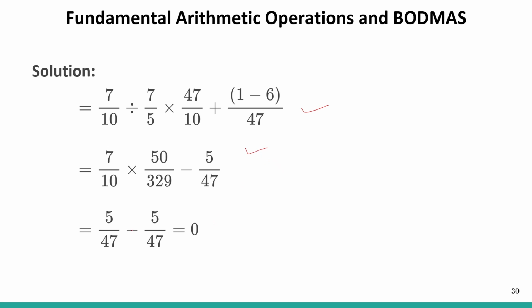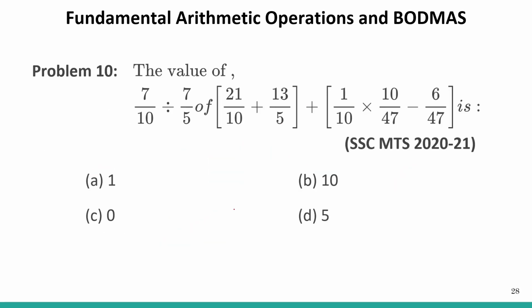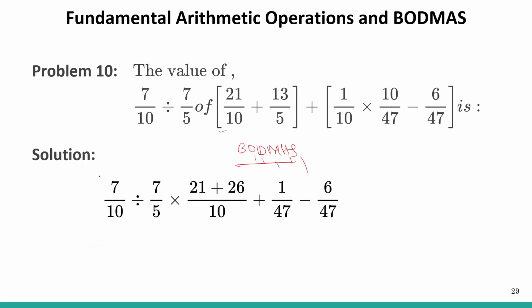So this is equal to this, because we have to first multiply. When we multiplied this with this, it will be 5, right? This will be 5, and since 7 is here, this will be 47, right? So 5 by 47 minus 5 by 47, this will be equal to 0. So 0 is the correct answer here. The only correct answer is this one, and the others are wrong.